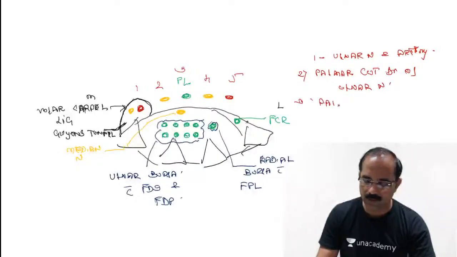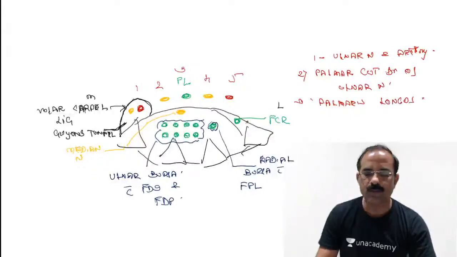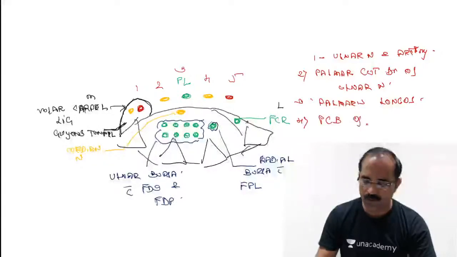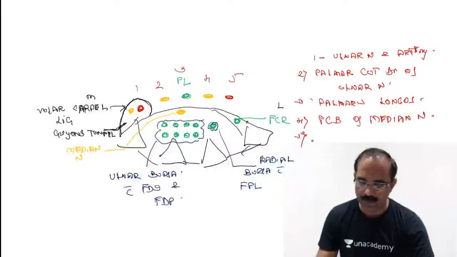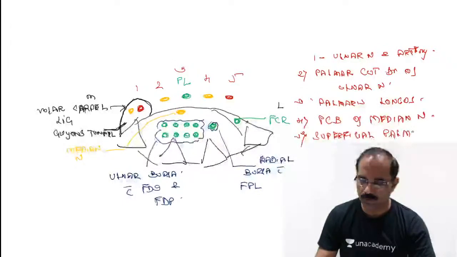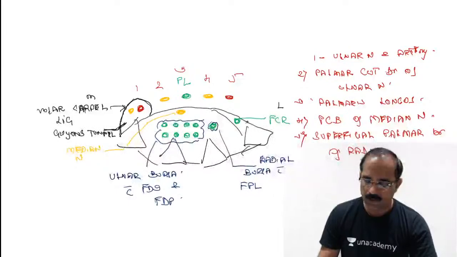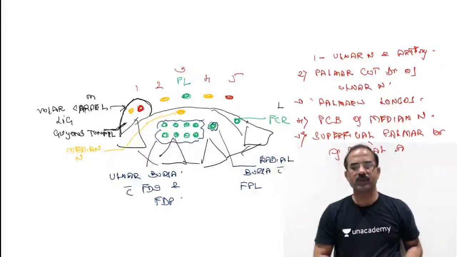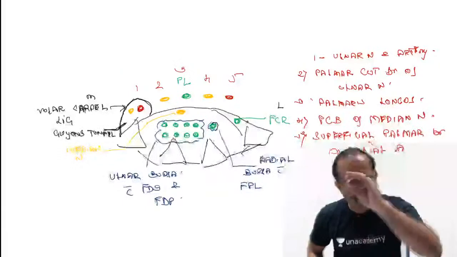Number 3 is palmaris longus. Number 4 is palmar cutaneous branch of median nerve. And the 5th is superficial palmar branch of radial artery. Students, you should be perfect with this.